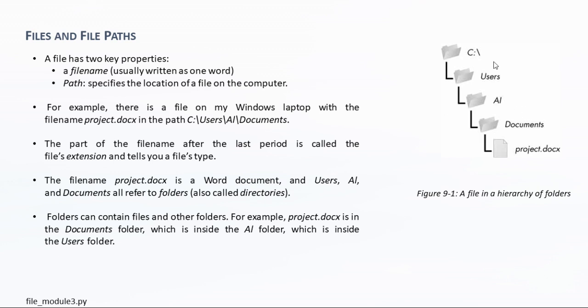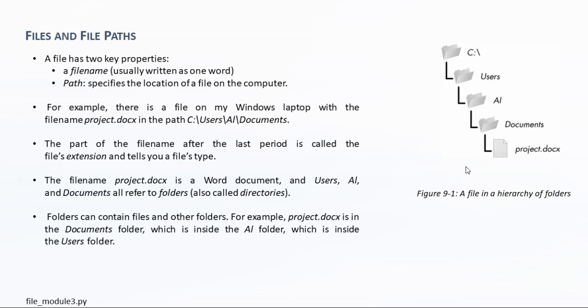What we see on the right hand side is the hierarchy of folders. Under the C drive, you have a folder called users. Under that, I have the AI folder, under that documents, and under that I have a document called project.dx. Every file here will have two properties: one is the file name and the second one is the path. The path tells the location of the file.